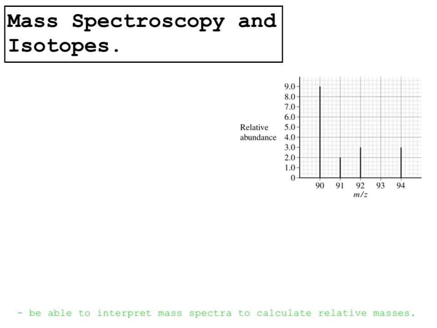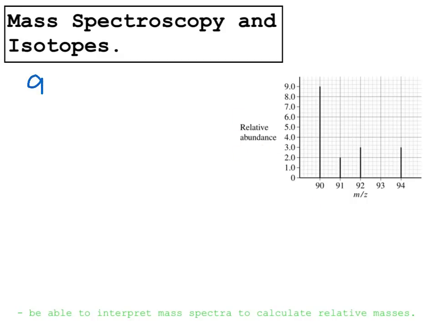So to work out the relative mass of a sample using a graph, you're basically working out the average of the masses that were detected in the sample you put through the mass spectrometer. So I'm going to do a bit of maths using the numbers on this graph. The first thing you've got to do is work out what the relative abundance is for each of the masses in the sample. So you're just going to read off the graph. For 90 it's 9, for 91 it's 2, for 92 it's 3, and for 94 it's also 3. And what you're going to do with those numbers, you're going to multiply the mass by its relative abundance.